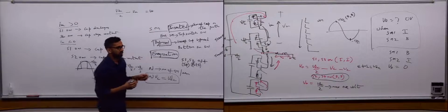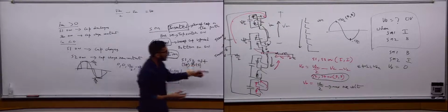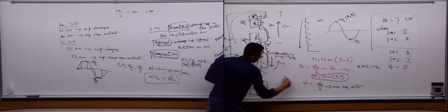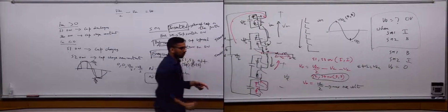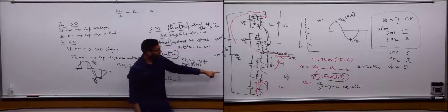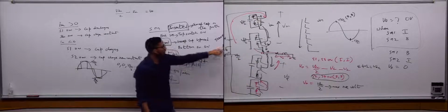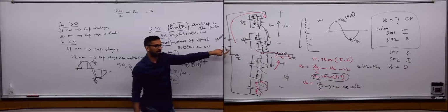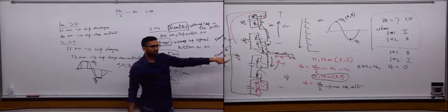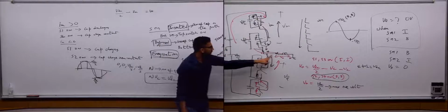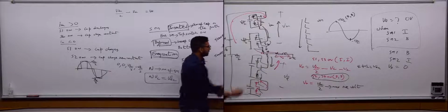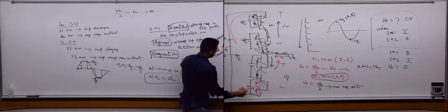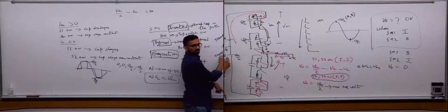right? And then in the lower arm, let's call this voltage VL. Okay, what happens in the lower arm? It's VL minus VDC over 2. Do you follow that? So what is the voltage here? Suppose both are inserted, then it will be this voltage plus this voltage minus this voltage. Isn't it?